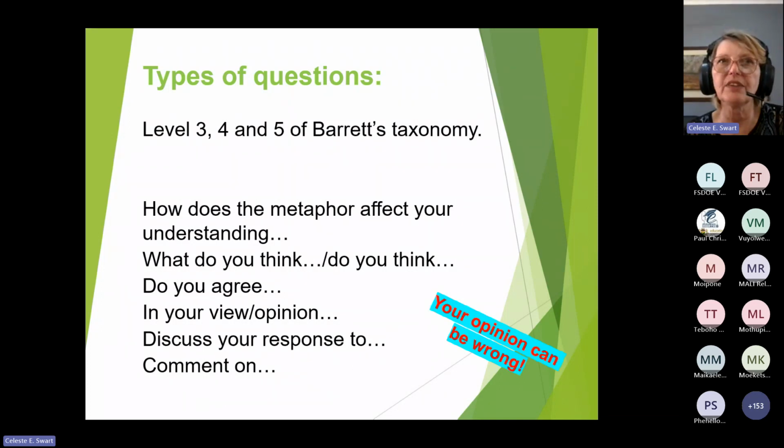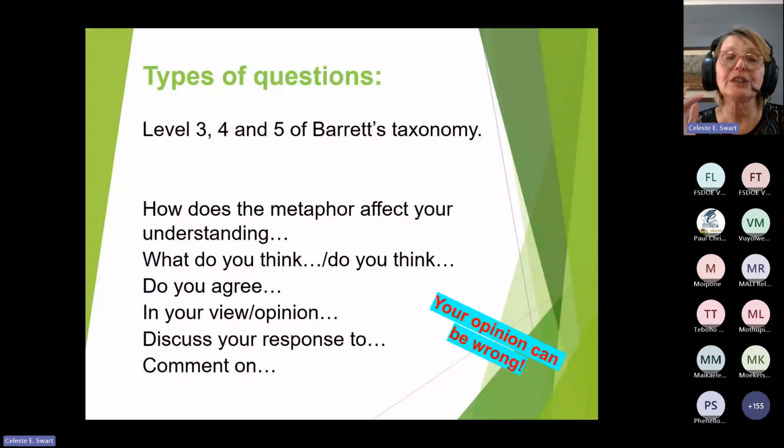And now you're thinking, but if they ask me my opinion, how's it possible that it could be wrong? Very simply, you have to form your opinion from the text that you've been given, from the comprehension. So you have to explain from that. And that is why your opinion can be wrong.